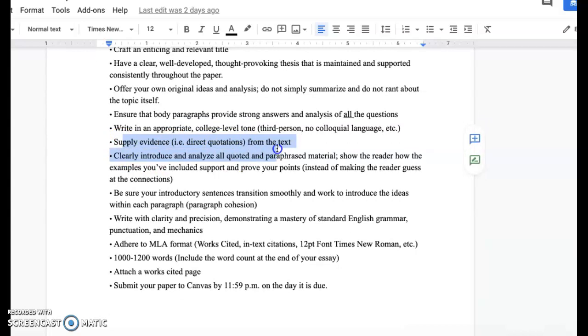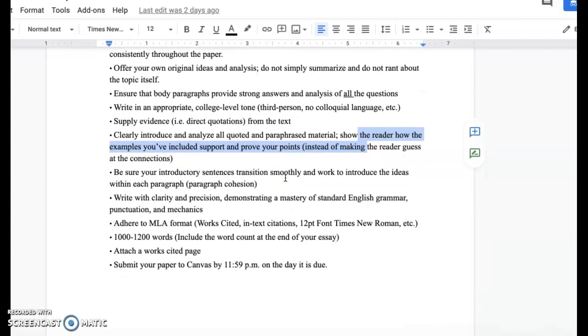You want to supply evidence, meaning direct quotes. So we need to start direct quoting. We've got to start jumping into that deep end a little bit. Clearly introduce and analyze all quoted and paraphrased material, right? So we're supposed to be framing our quotes. Show the reader how the examples you've provided prove your points. So always follow up a quote with about 2+ sentences of explanation, right? How is this addressing your thesis of whether this is an effective or ineffective argument? Always circle around like that.